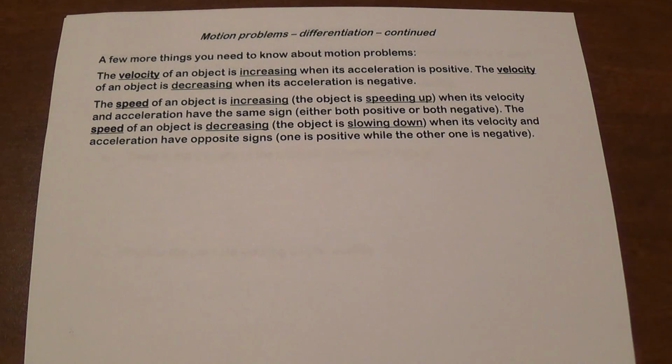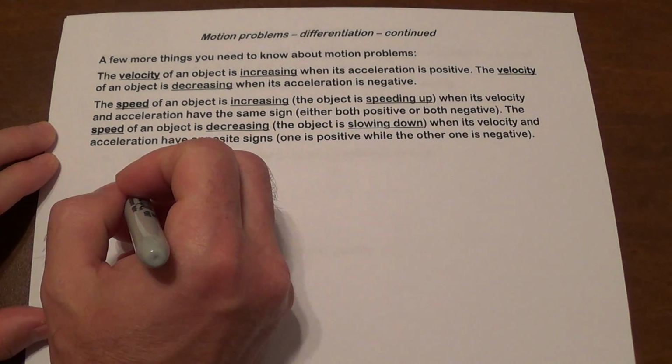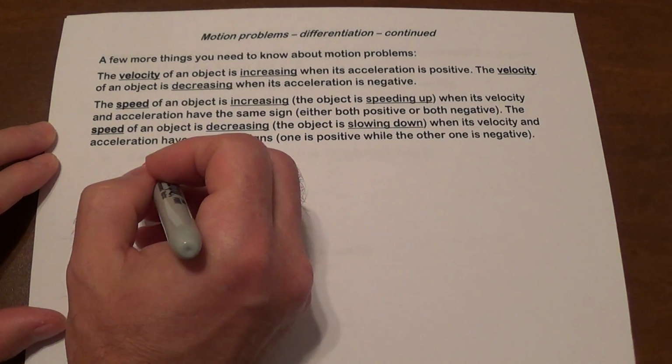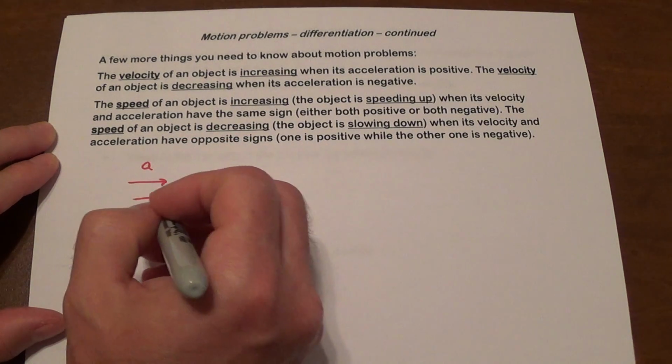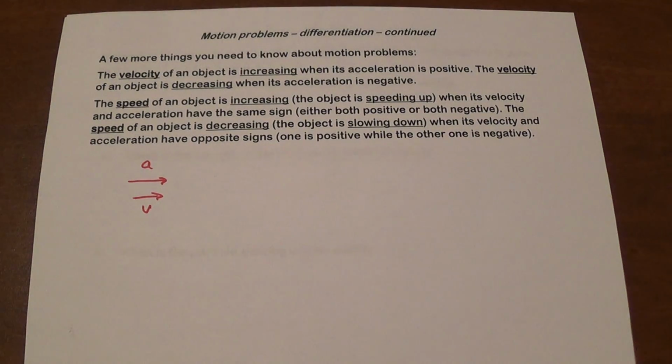So the particle will be speeding up, or the speed will be increasing, when the velocity and acceleration have the same sign. So they're either both positive or both negative, doesn't matter which. So think about how this is. If the acceleration is a vector going this way and the velocity is a vector going that way, this will be a situation when you are speeding up.